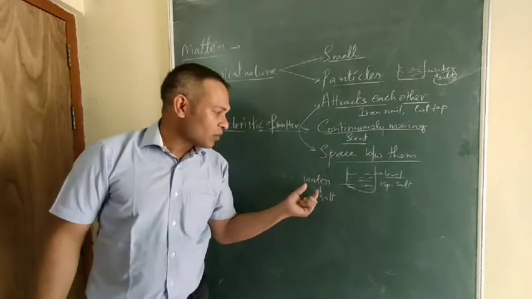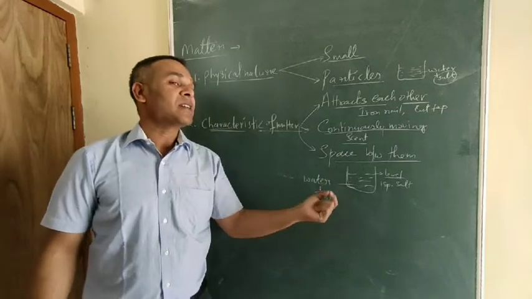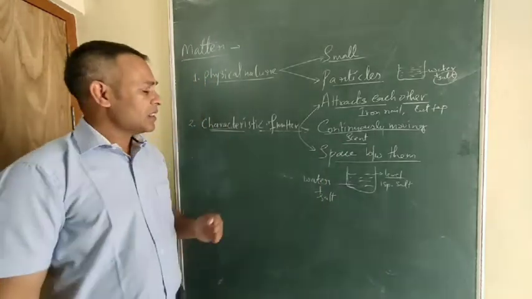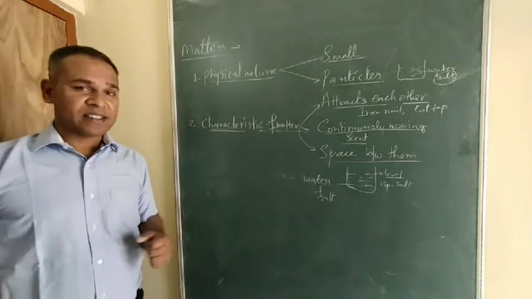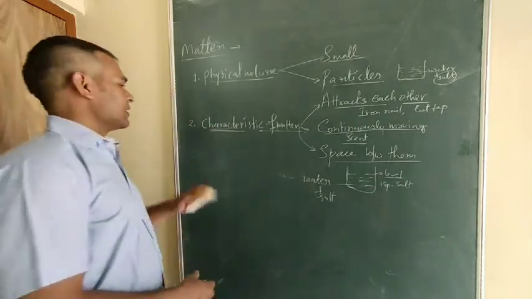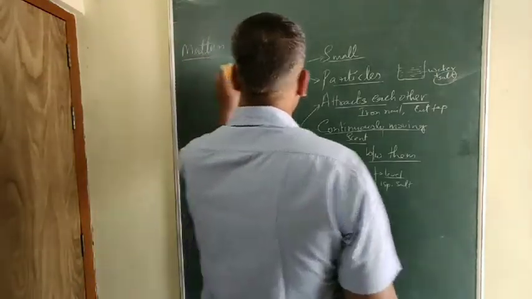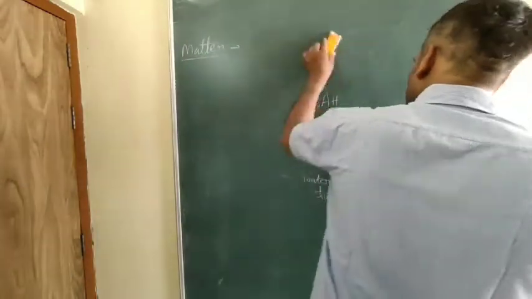Between the molecules of the water, there is space where the salt particles have been fixed. So these are all about the physical nature and the characteristics of the matter. Now we are moving ahead. The physical classification of matter.